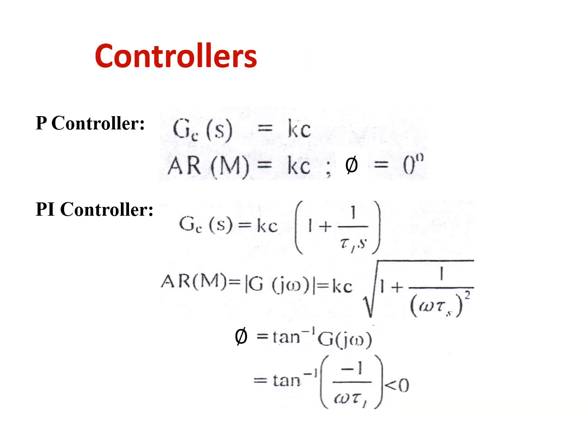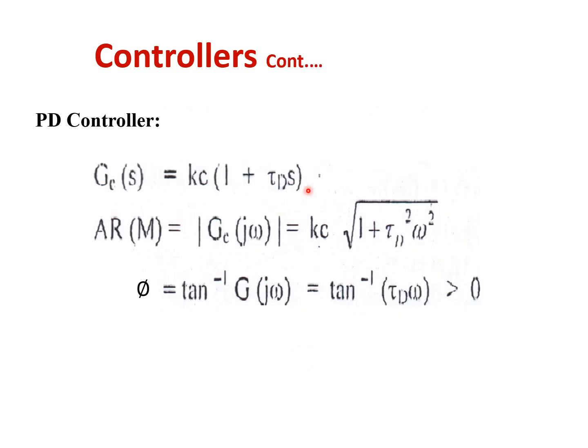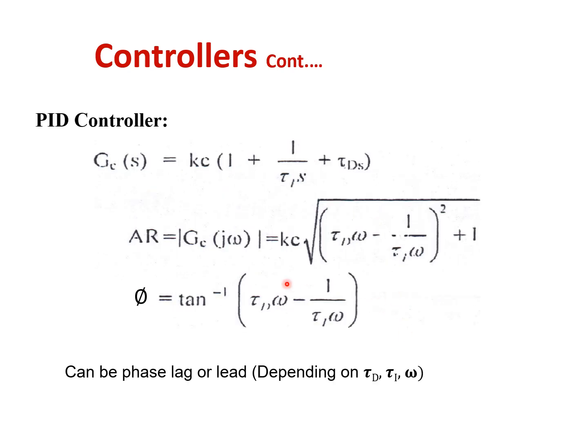The controllers, like you have seen before: for the KC controller, the AR is independent of omega and the phase lag is zero. For the PI controller, it is dependent on omega, and of course also dependent on tau I. Same with PD, AR dependent on omega, phase lag dependent on omega and tau D. PID the same thing, phase lag dependent on omega and tau I and tau D.